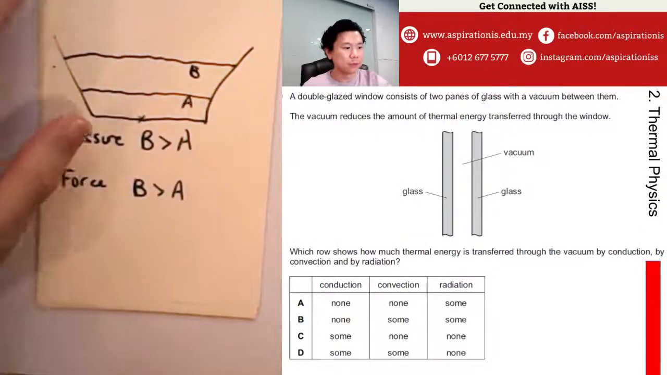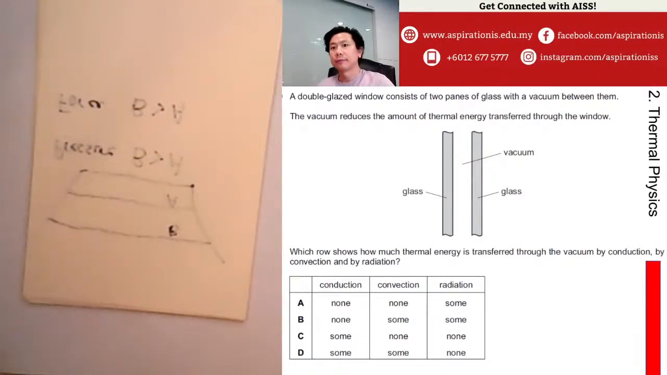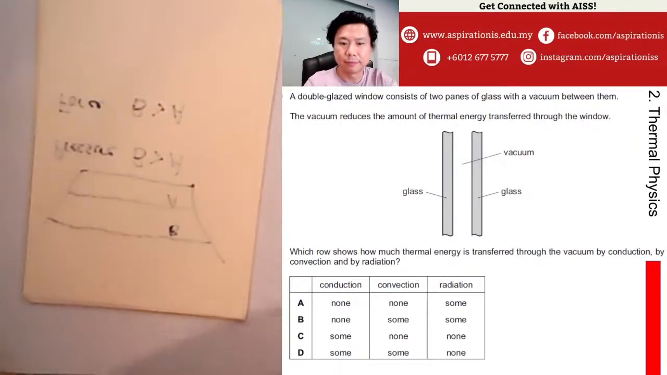Alright, we have moved on to thermal physics. Let me know what you think. So you will need to know that conduction usually happens in metals, solids, right? And convection happens in gas and liquid.